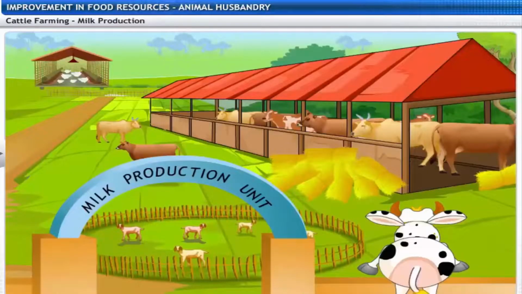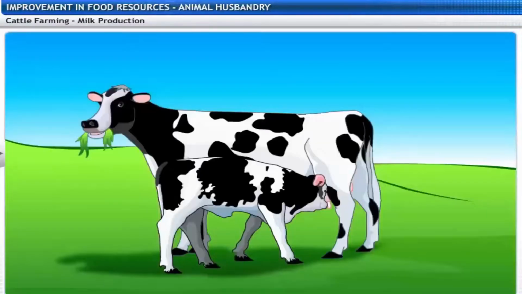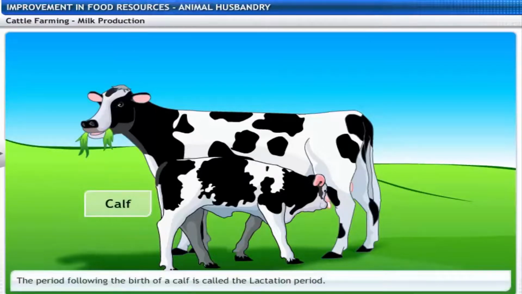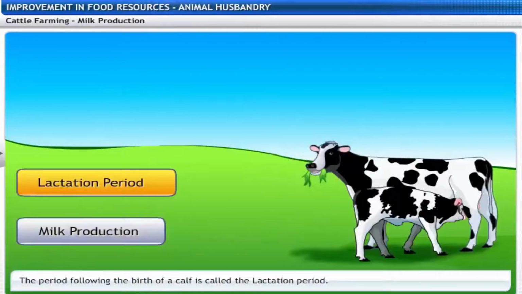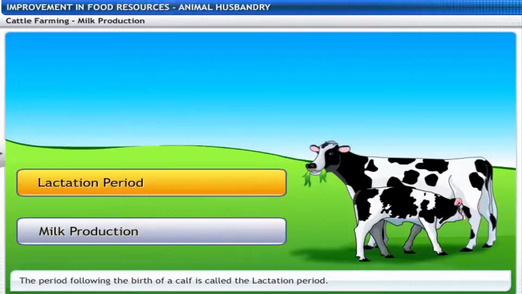Can you guess what this is? The milk production unit, of course. As a dairy animal, Moo is likely to spend a lot of time here if she gives birth to a calf. The period following the birth of a calf is called the lactation period, because during this period, high milk production is observed. By lengthening the lactation period through hormonal stimulation, milk production can be enhanced.